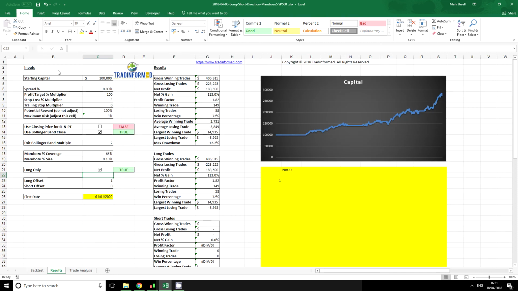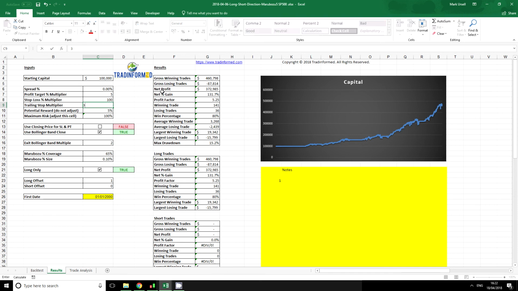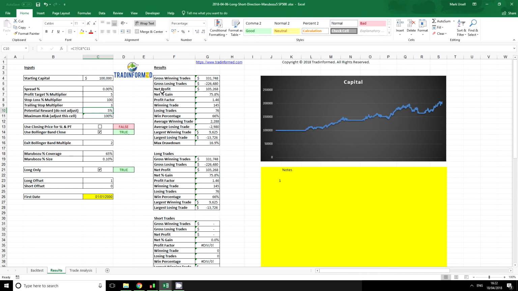Now, on this page of the model, we have the variables, the inputs into the model, and we have the results. We can see over here that we can adjust things like the profit target, and a stop loss, and we can see how these make a difference to the trading strategy. We could put a trailing stop and again see what difference this makes.